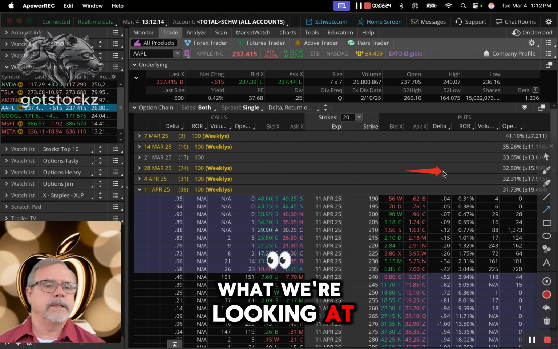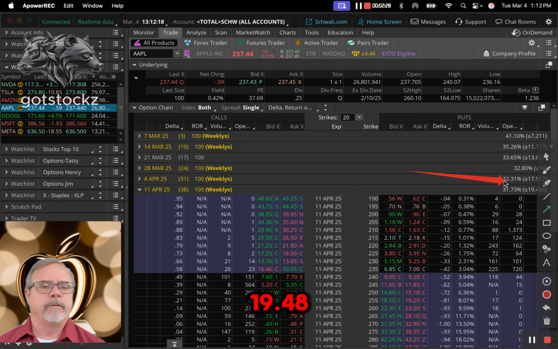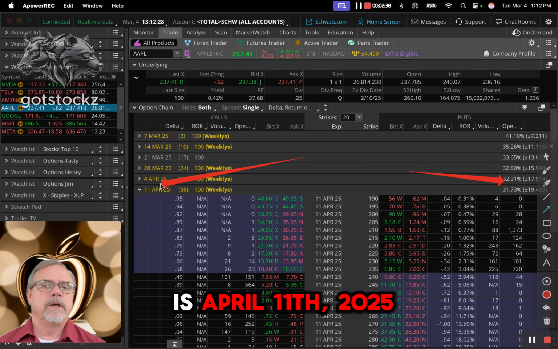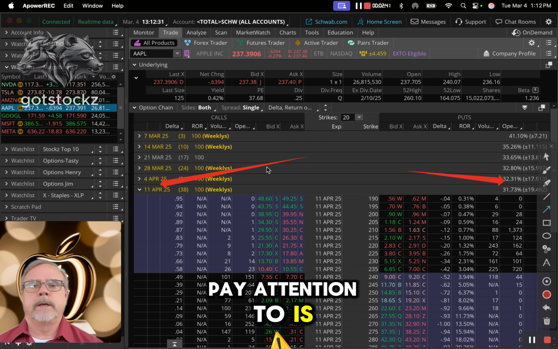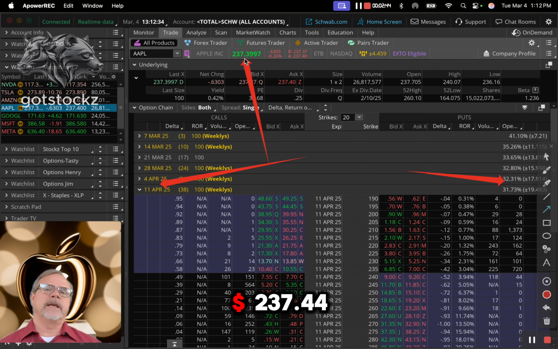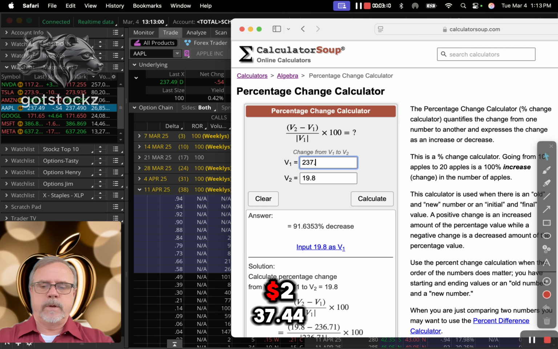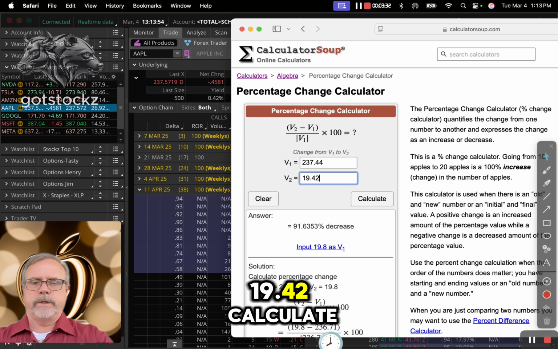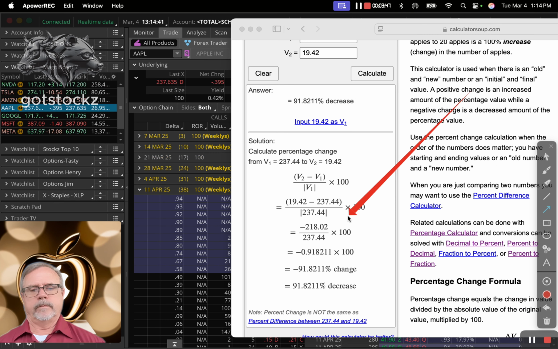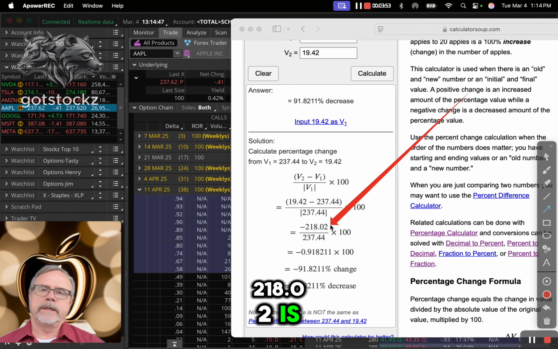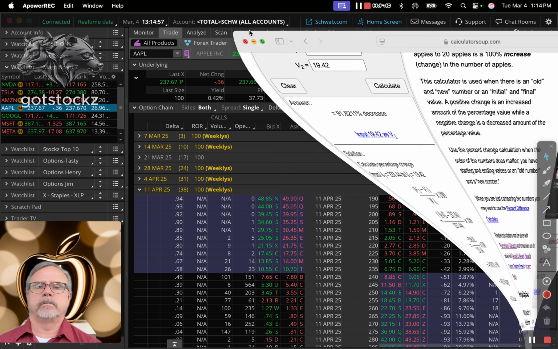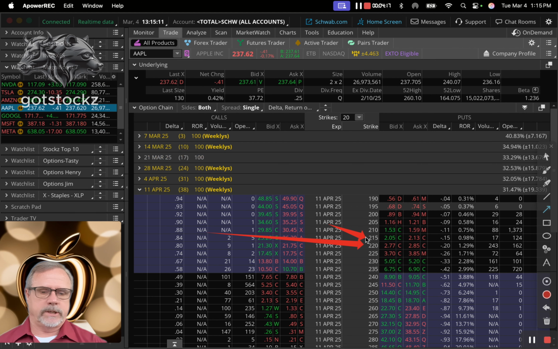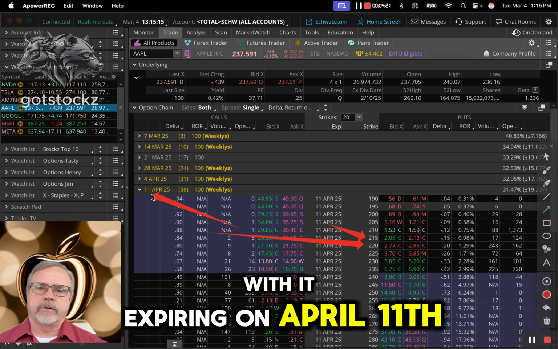So what we're looking at is the expected move range of 19.48, and our expiration period is April 11th, 2025. The numbers we want to pay attention to: the stock is currently trading at 237.44. Subtracting the expected move, 218.02 is going to be our strike price range. We could either look at a 215 or a 220 strike price, expiring on April 11th of 2025.